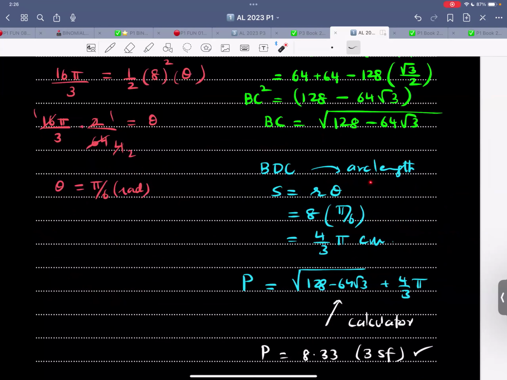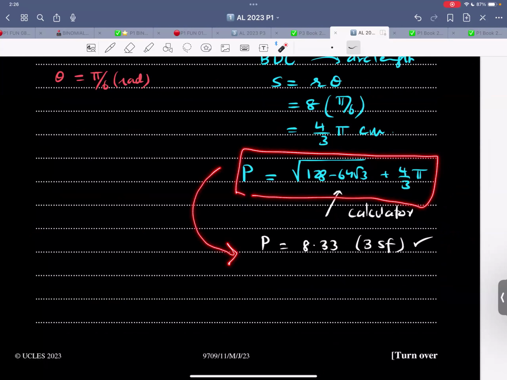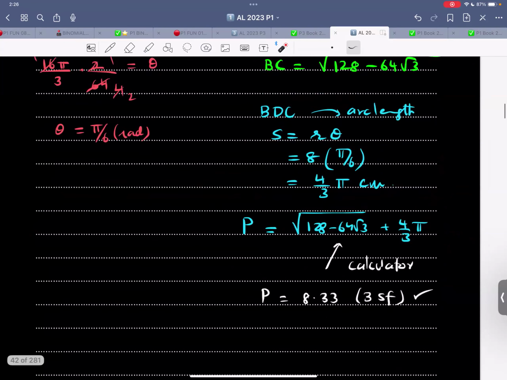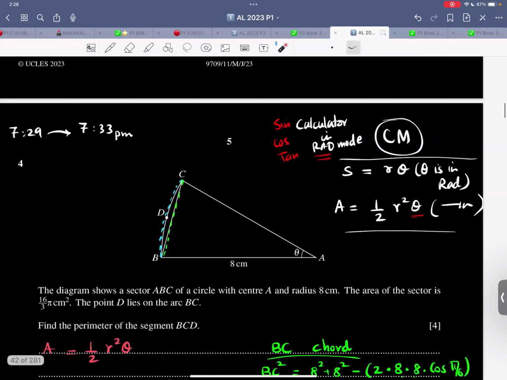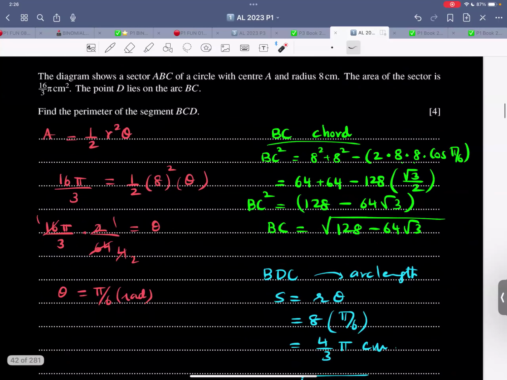BDC is arc length. S is equal to R theta. That's 8 into pi by 6. Right now, it's in the exact form. Now, I can leave the answer as it is. I can go one step further and leave the answer in a decimal form, but make sure it has been rounded off. So it's a pretty basic question, and 4 minutes is a good time to finish it off. So question number 4 is done.